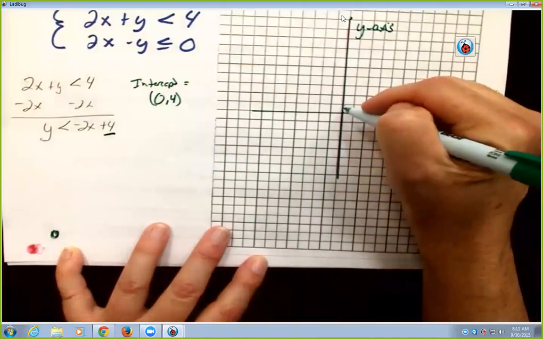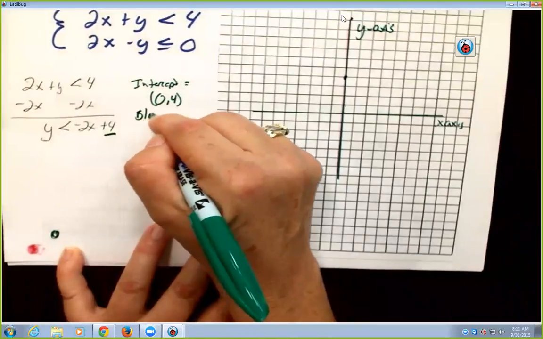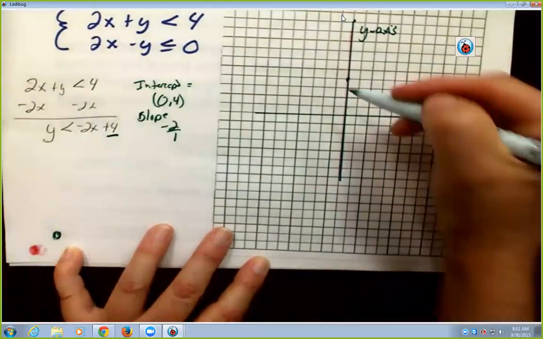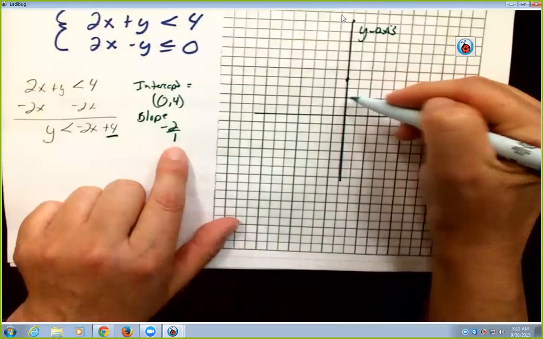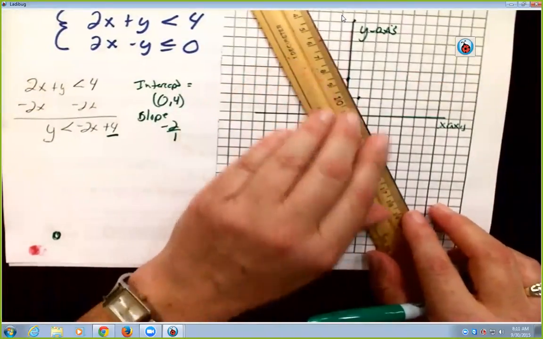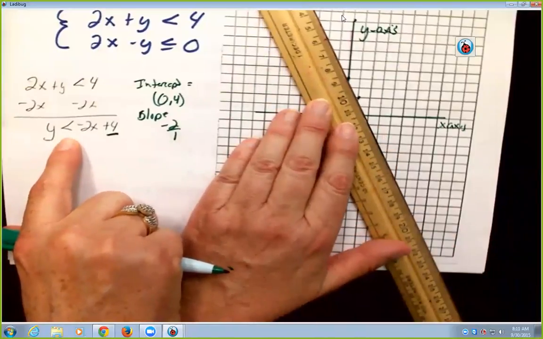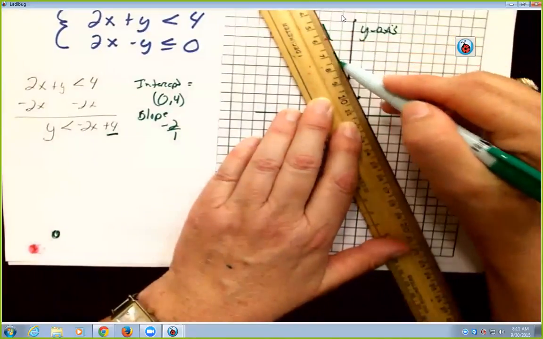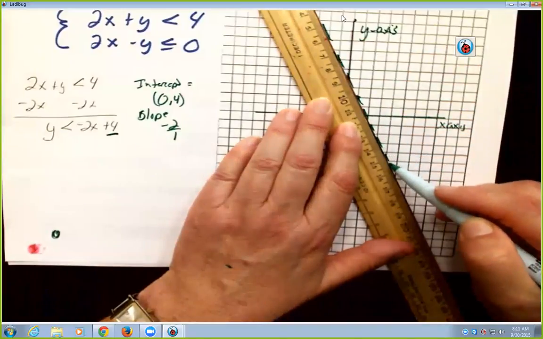So when I'm at 0, I'm up at 4. My slope is negative 2 over 1. So that means in order to graph it, I'm going to go down 2 and over 1. And if I connect these two, because I have no equals in here, my line is going to be dashed. So I'm going to go through and I'm going to dash this line that goes through here.